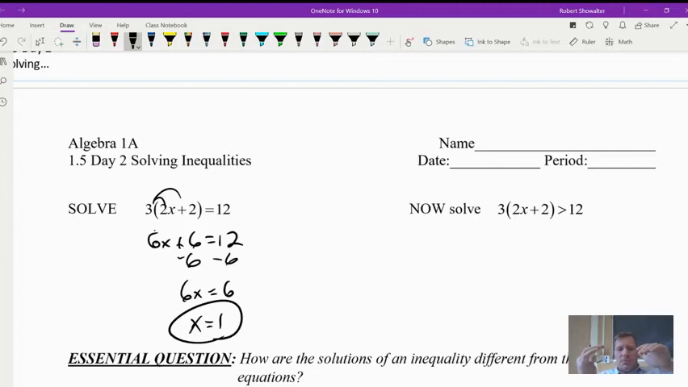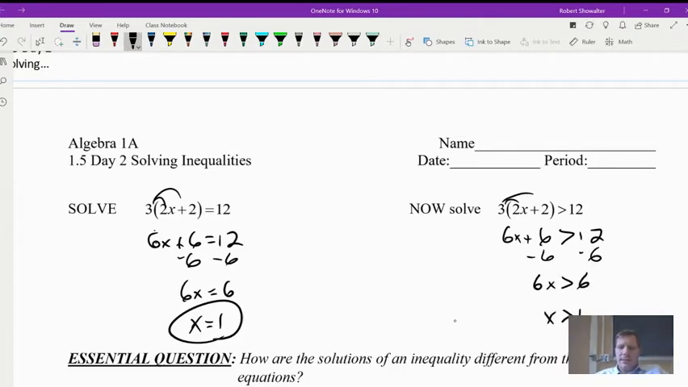When we talk about having an inequality, we can solve it the same exact way, and we're going to get to virtually the same spot, with the exception that there is an inequality sign rather than an equal sign. So when we do this, we've got a situation where we get x is greater than 1. Now those are very, very different.